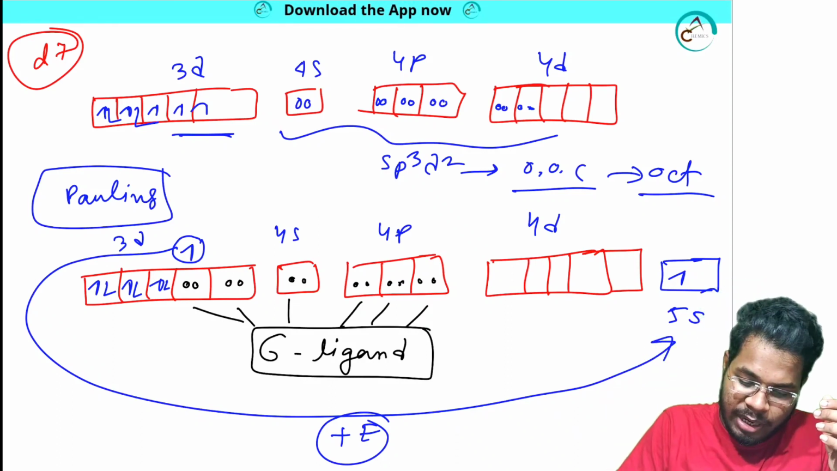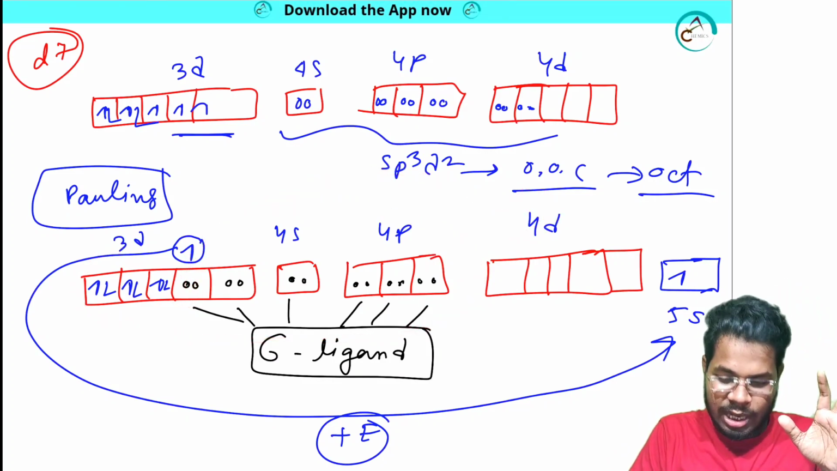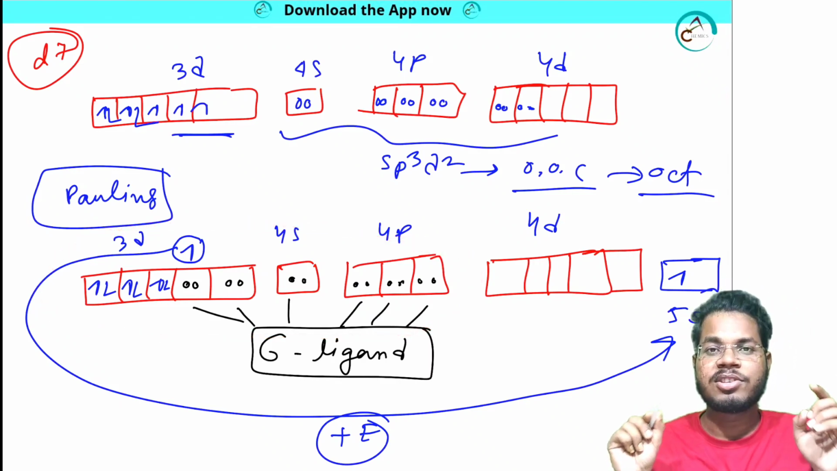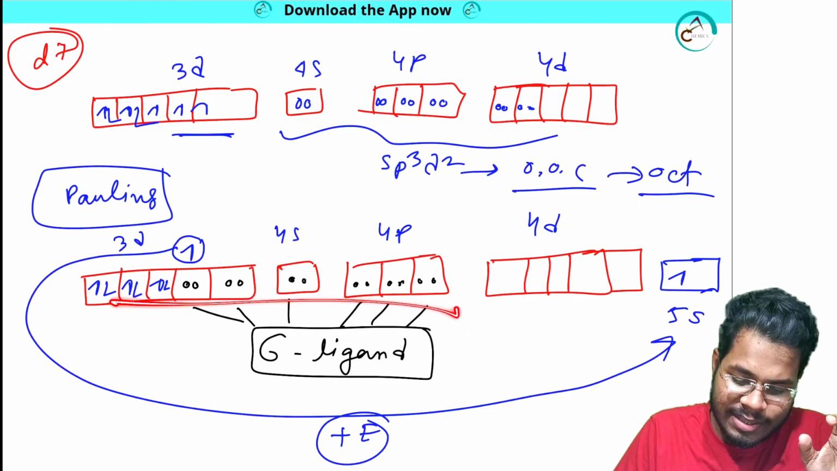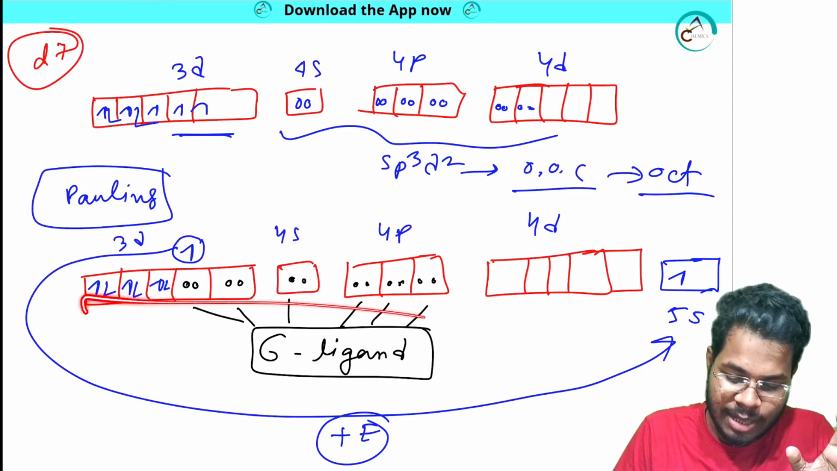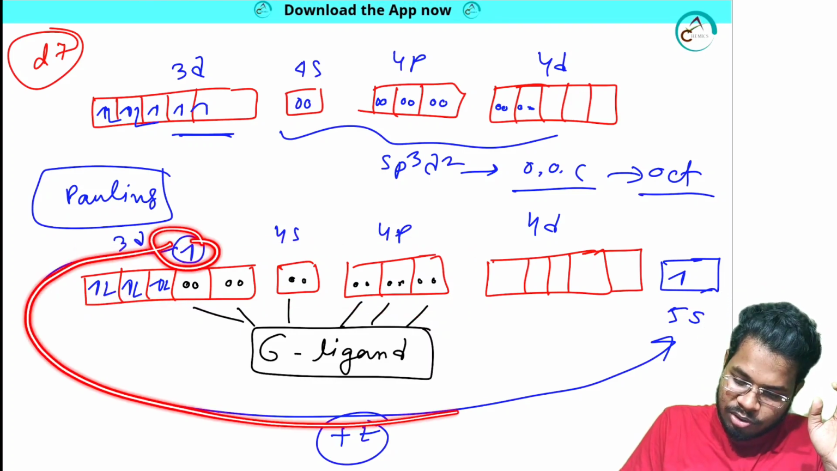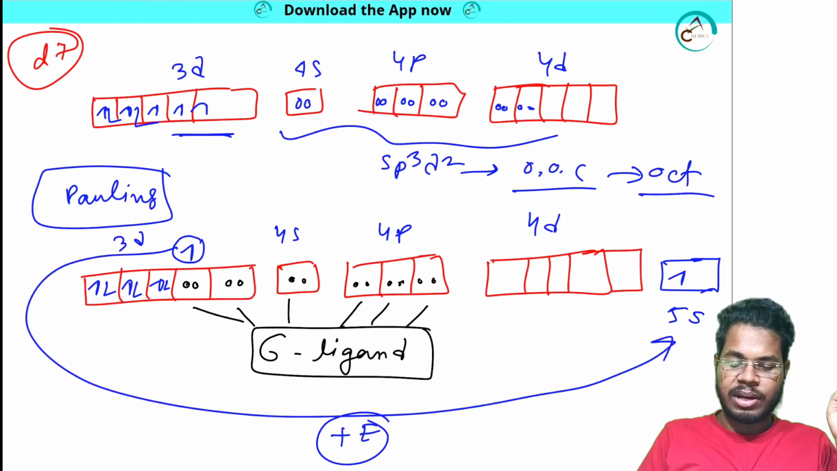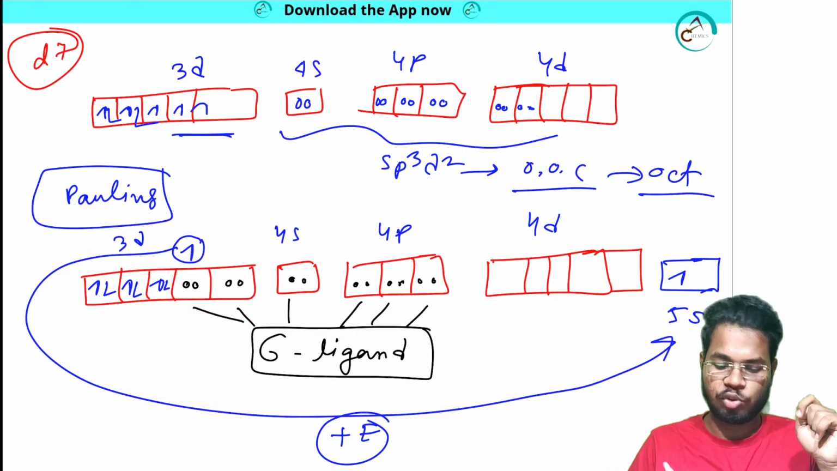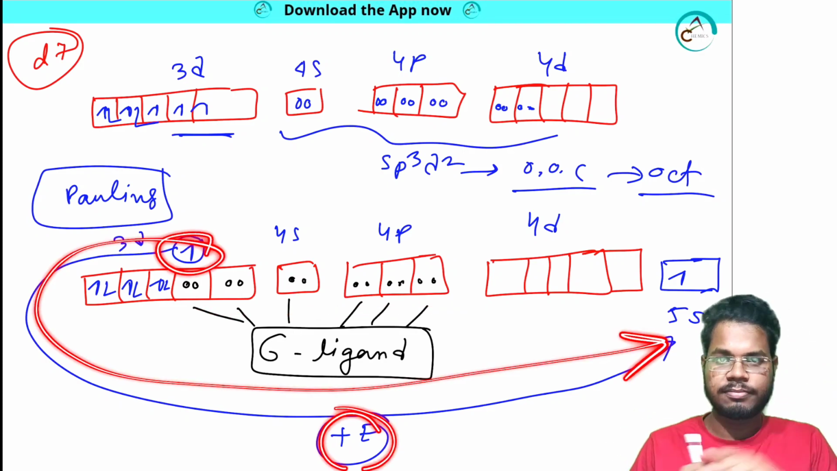So this amount of energy the system releases is the stabilization energy. To stabilize the system, the amount of energy the system releases is called stabilization energy. And we have to transit this electron from the 3d to the 5s orbital to make these two orbitals available to form the inner orbital complex. And to do this, we need some amount of energy, as I told you.